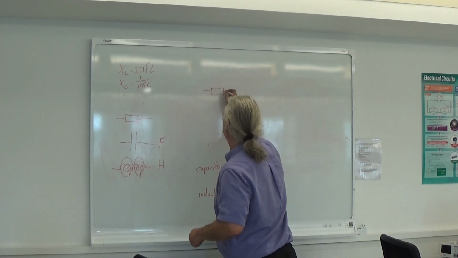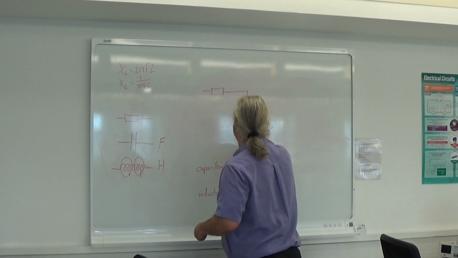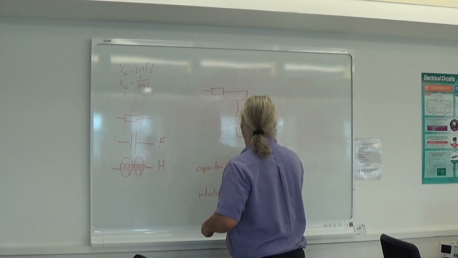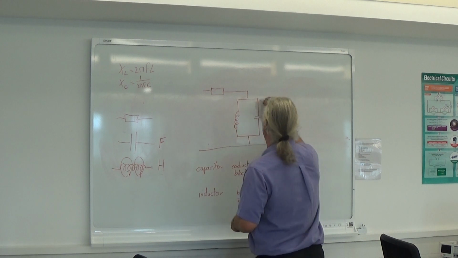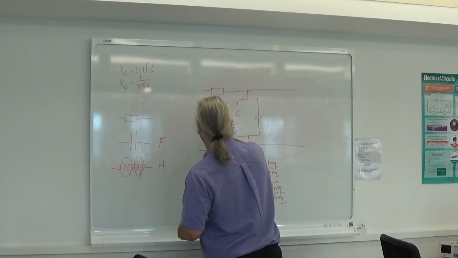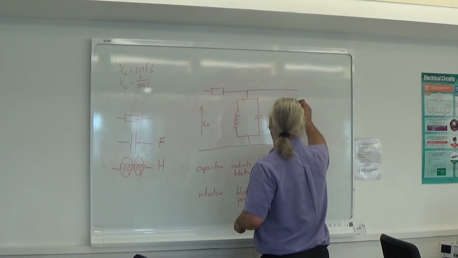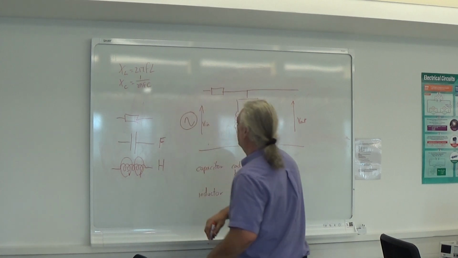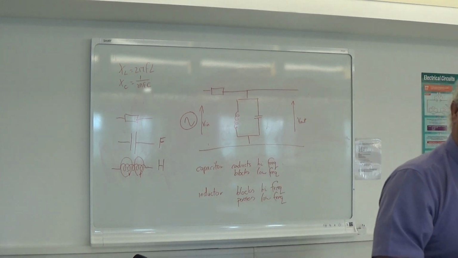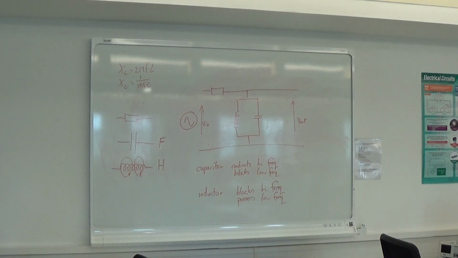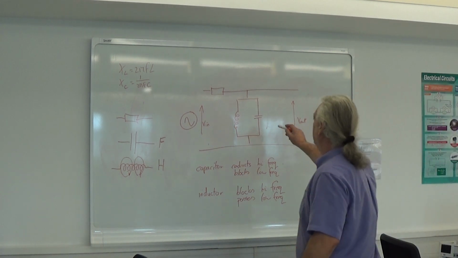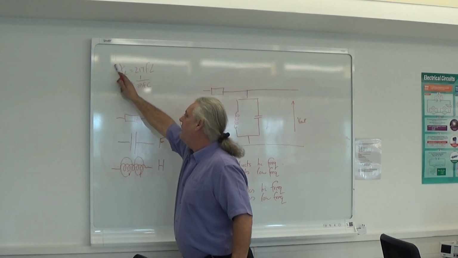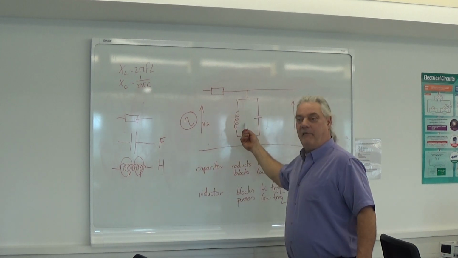So what I could do is I could do this. Aha, things have moved on a little bit now, haven't they? So I've got two things there. I've got this, which is going to do this, and I've got this, which is going to do this, but they're in parallel.